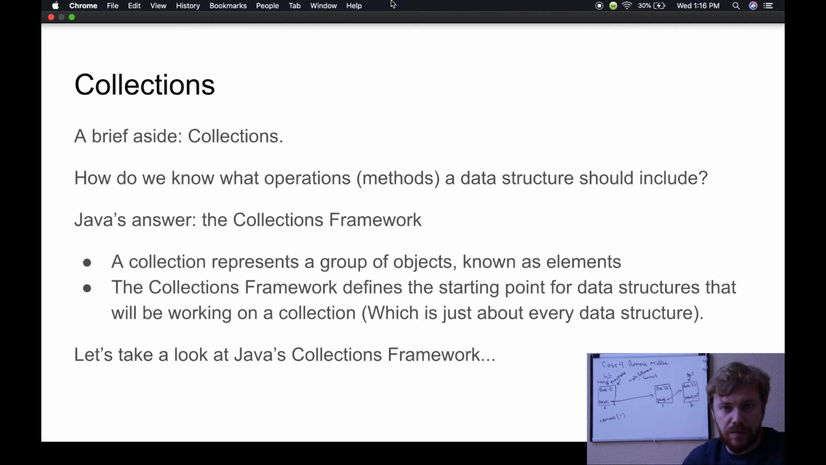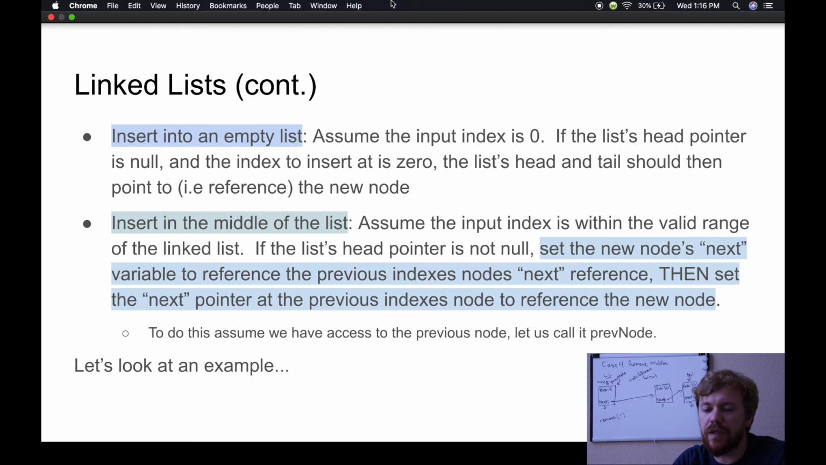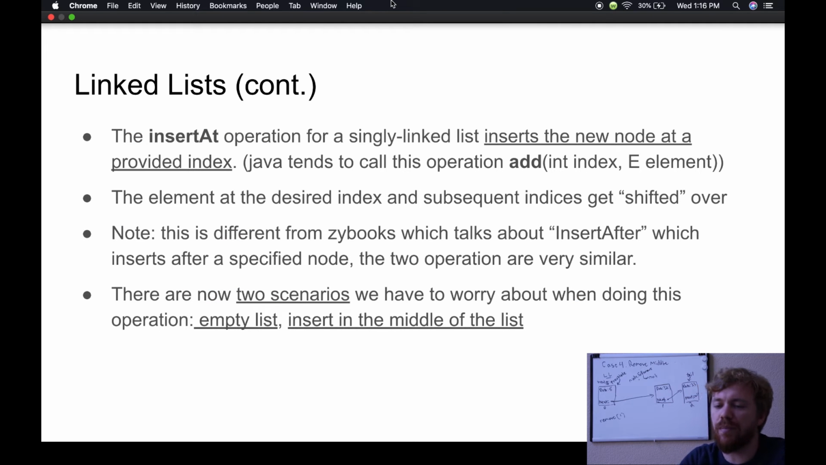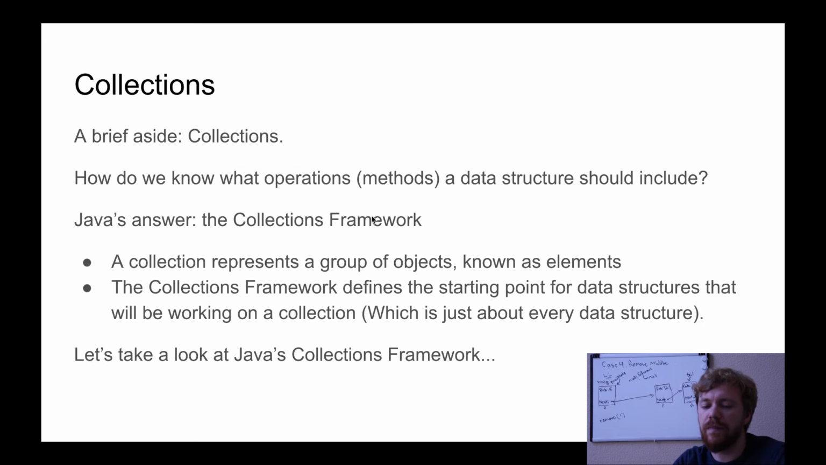And they call these objects elements. And so essentially what you might say is that each of these data variables are elements. And that sort of makes sense now, considering if we look back at the insert at operation, if you notice, one of the input parameters is called element of type E. So that's where they got element from, is in the collections framework, they refer to data as elements.